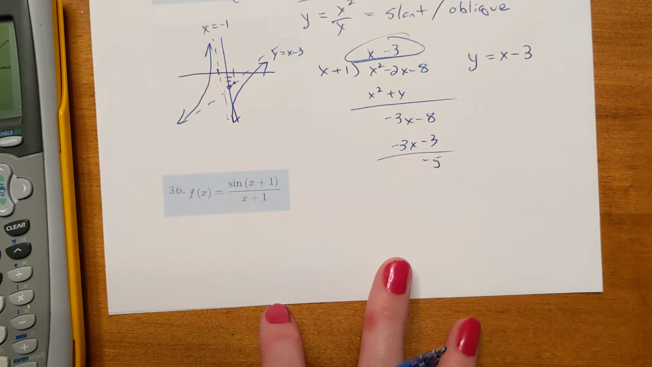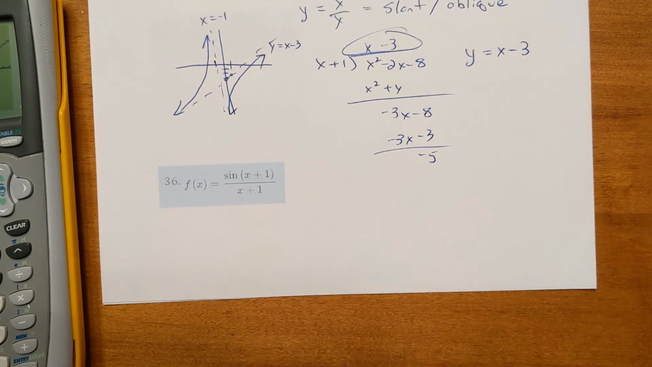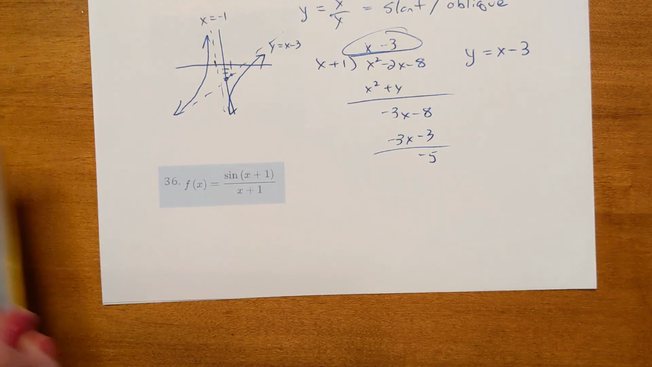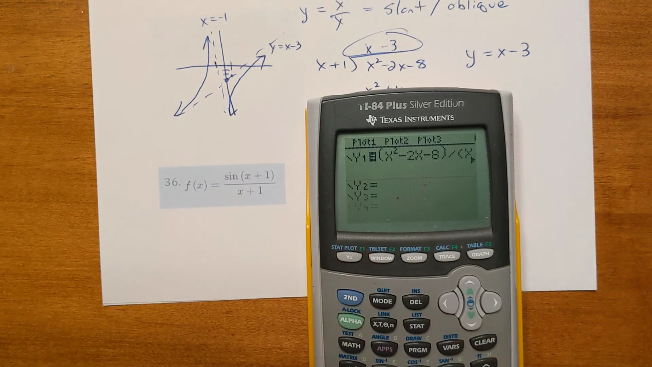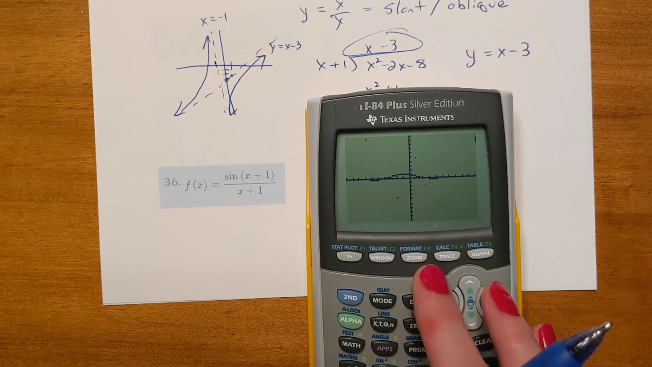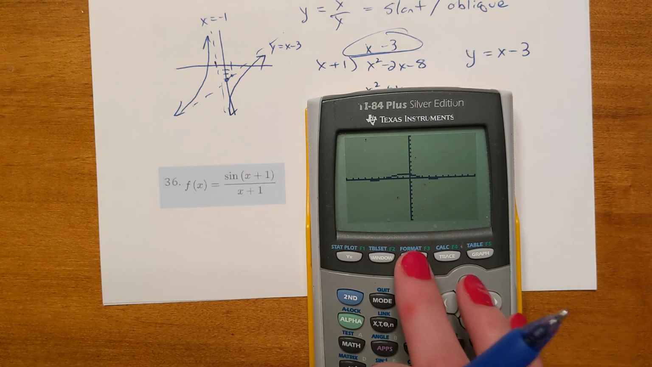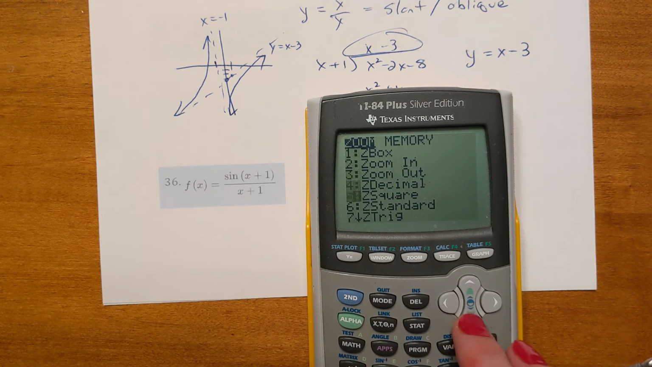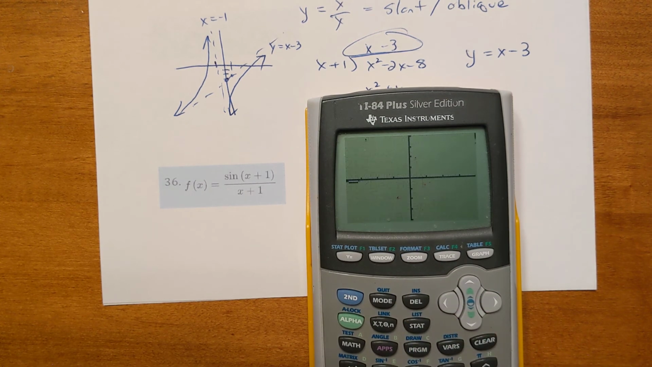36 is best done just by graphing it. So let's go ahead and graph it. So y equals sine of (x plus 1) divided by (x plus 1). Graph. And I need to change it to trig. It actually looks just like that, but we'll change it to trig. Doesn't really change how it looks, so.